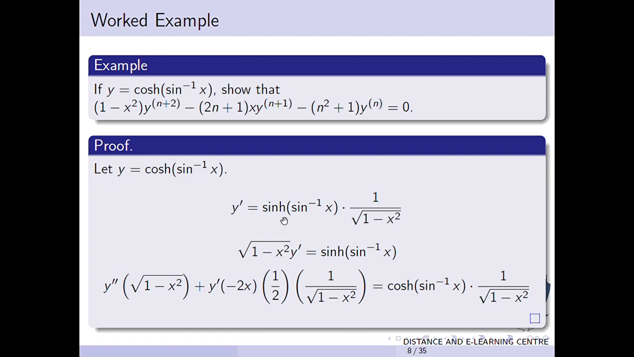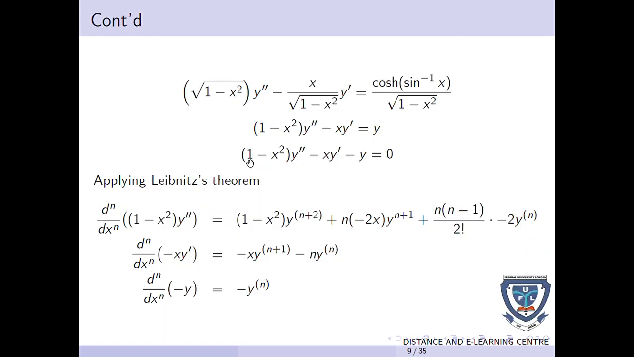So the first derivative will give us sin arc sine x times 1 over square root of 1 minus x squared. Now you cross multiply, then you're going to have square root of 1 minus x squared y prime equal to sin arc sine x. Now take the second derivative, then you're going to have 1 minus x squared y prime prime minus xy prime minus y equal to 0.